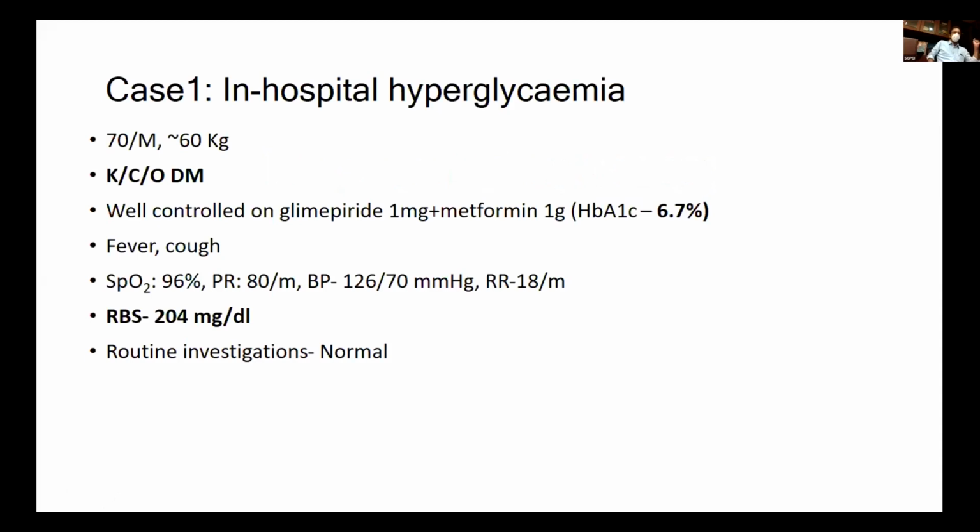This was a 70-year-old male weighing around 60 kg, already a known case of diabetes, who has very good blood sugar control on oral agents. And we did a hemoglobin A1C when he got admitted, which was 6.7%. That means it is very good control. Any A1C less than 7% is considered to be a good control.